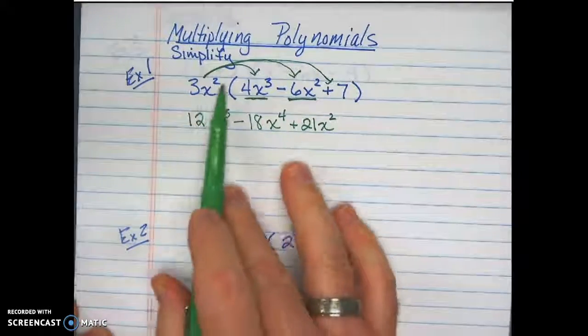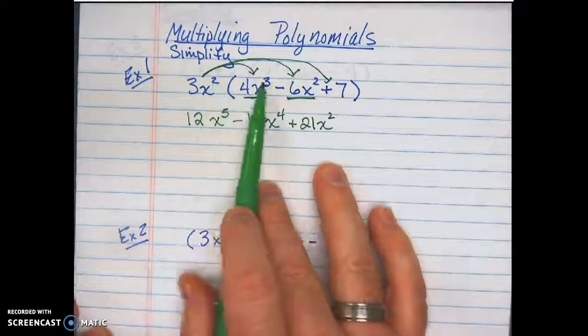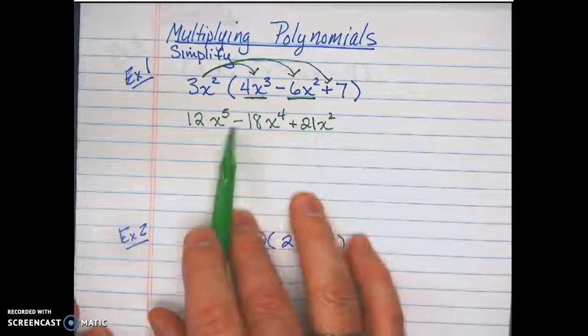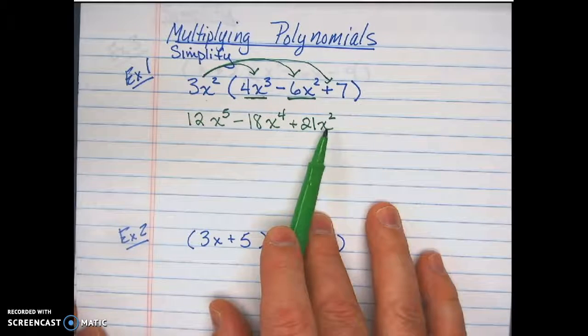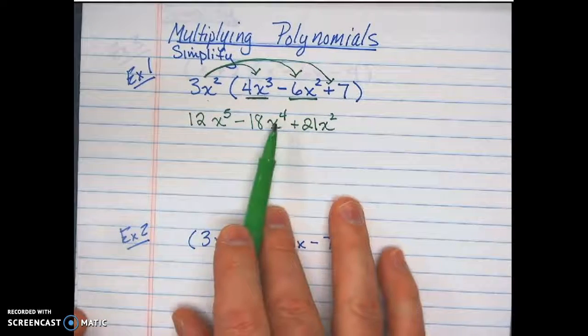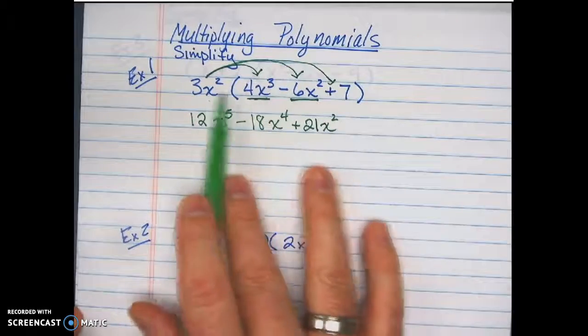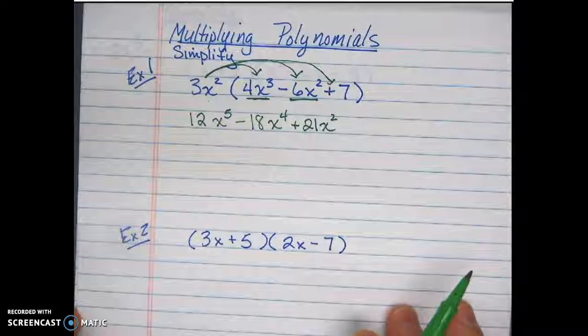We've now fully distributed or multiplied our monomial times our trinomial. We look for any like terms. In this case, everything is all simplified, so this is our simplified expression after we've multiplied all the way through and distributed our monomial into the trinomial.